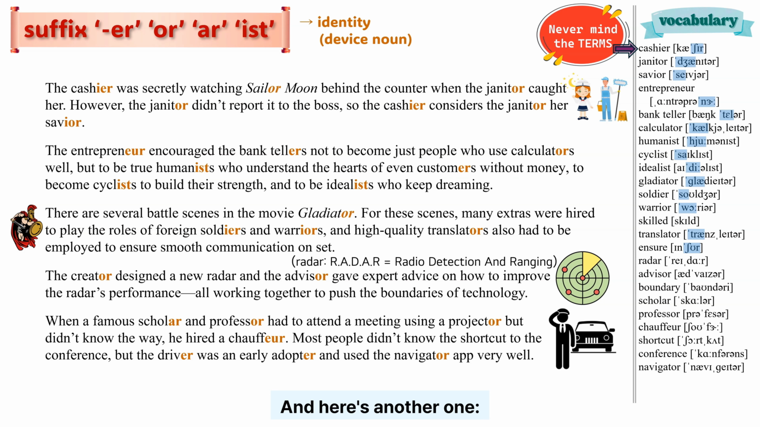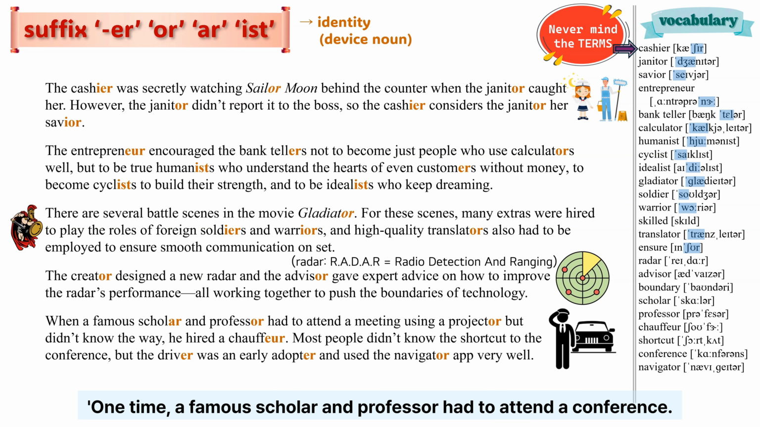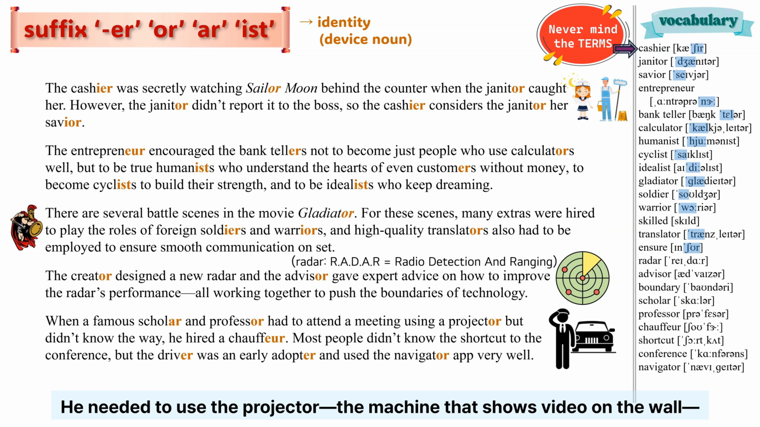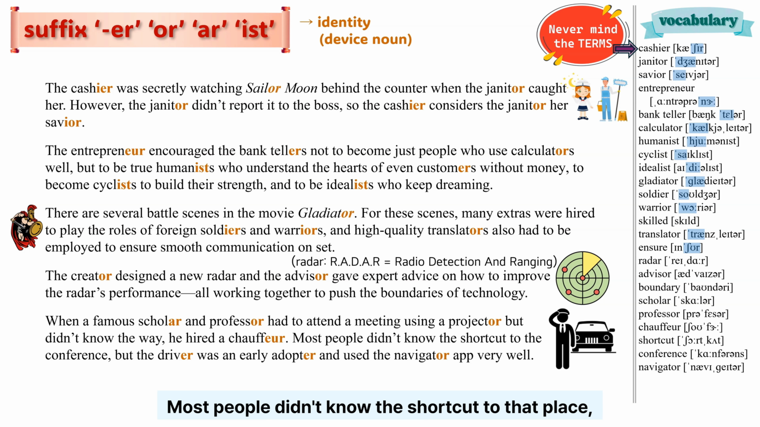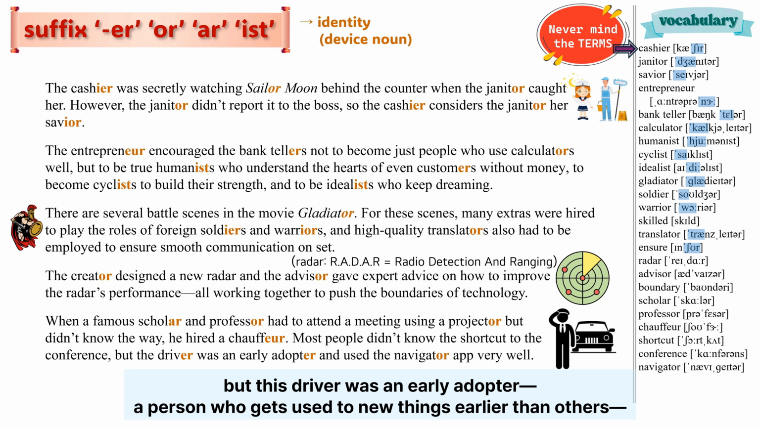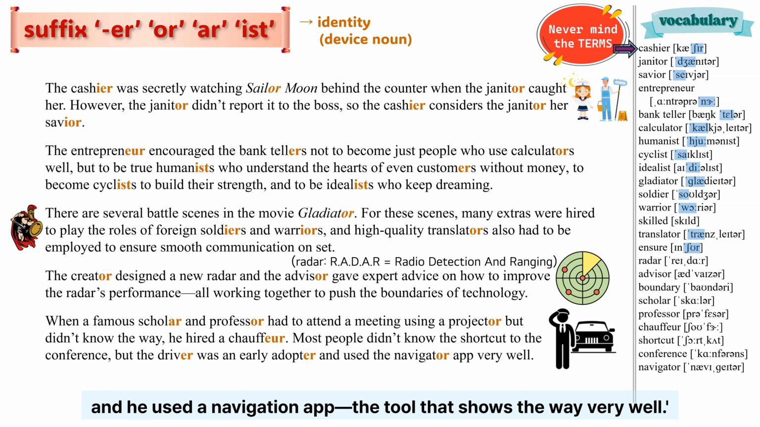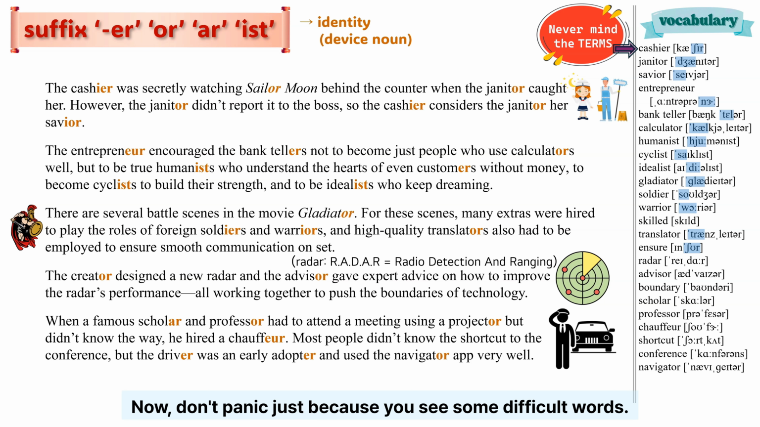And here's another one. One time, a famous scholar and professor had to attend a conference. He needed to use the projector, the machine that shows video on the wall, but he didn't know the way to the conference, so he hired a professional driver. Most people didn't know the shortcut to that place, but this driver was an early adopter, a person who gets used to new things earlier than others, and he used a navigation app, the tool that shows the way, very well. Now, don't panic just because you see some difficult words.